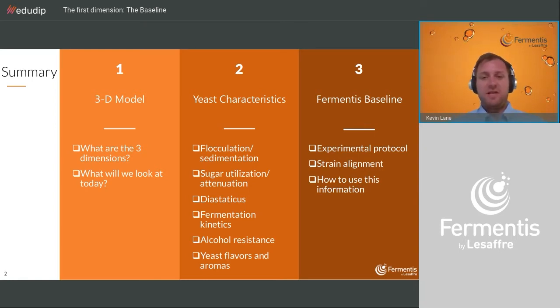So we're not going to go too in depth on that, but we'll give you some ideas of how to change those flavors and aroma production, and all that building up to create what we call the Fermentis baseline. I'll explain the experimental protocol, the strain alignment, and how to use that information.